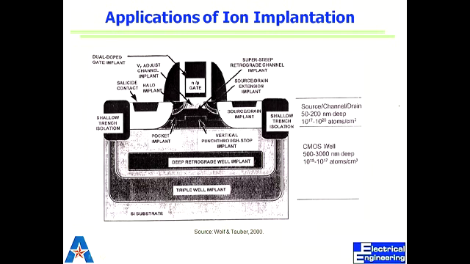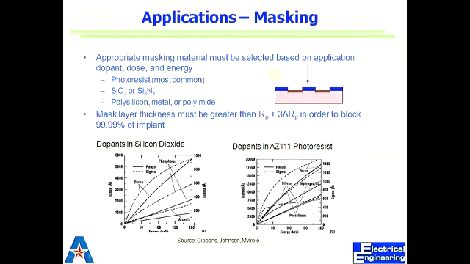Without even looking further, the simple reason is that we can control the depth, so we can have very shallow junctions. We can control the profile. So there are some simple reasons why. We had them listed at the start of last lecture, and that's why we want to do this. And we can use a number of materials as masks. So we looked at that last time also.